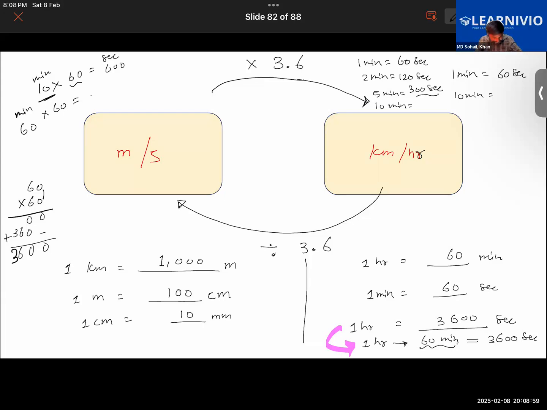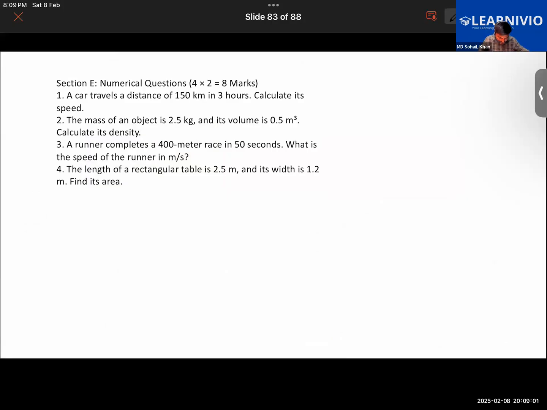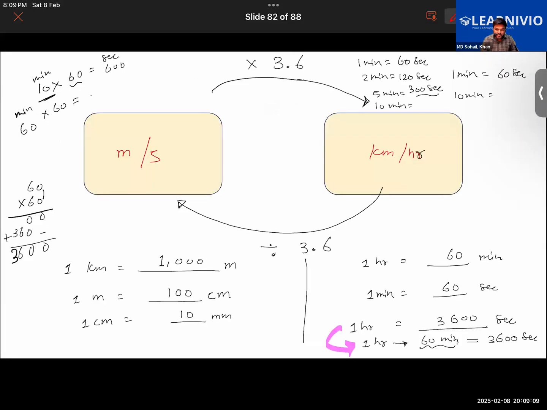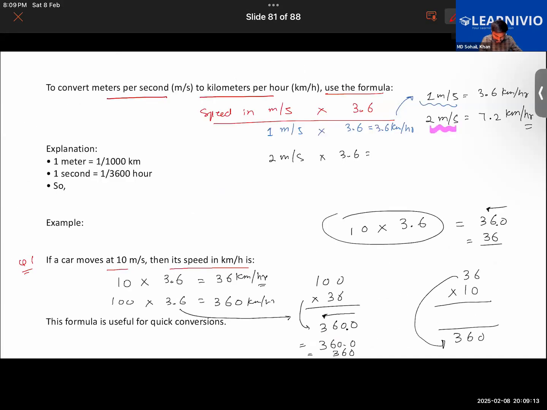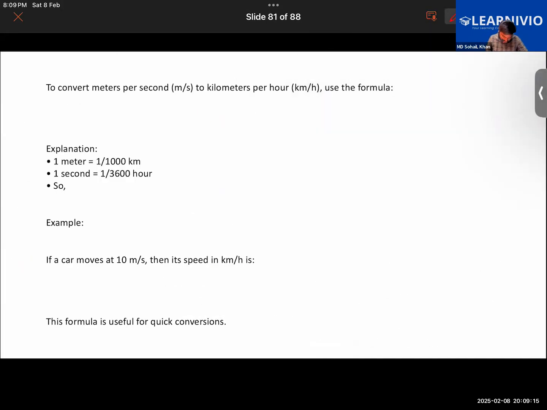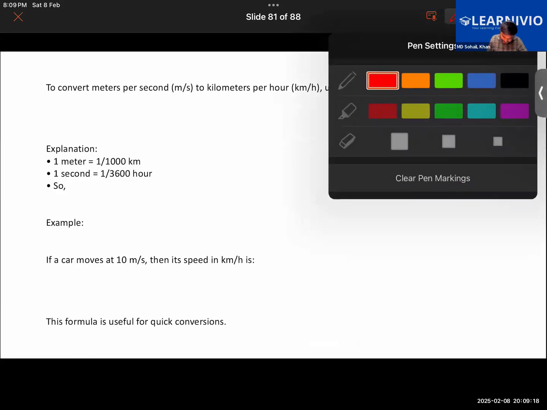All right, so that was about the conversion of unit. We have already converted from meter per second to kilometer per hour. Now we are going to do the opposite. Convert from kilometer per hour to meter per second. So you guys take some questions.